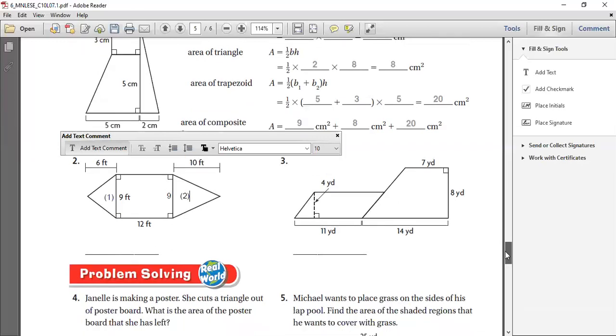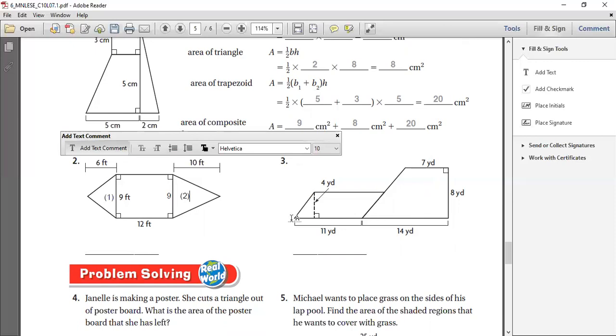Okay, moving to question number 3. Now this is similar to the question we did above. As you can see, this is a trapezoid. For a trapezoid we need base 1, base 2, and the height. Base 1 and base 2, from here to here they have given you as 14. So base 2 is going to be 14 and the height is going to be 8. What about the next one here?